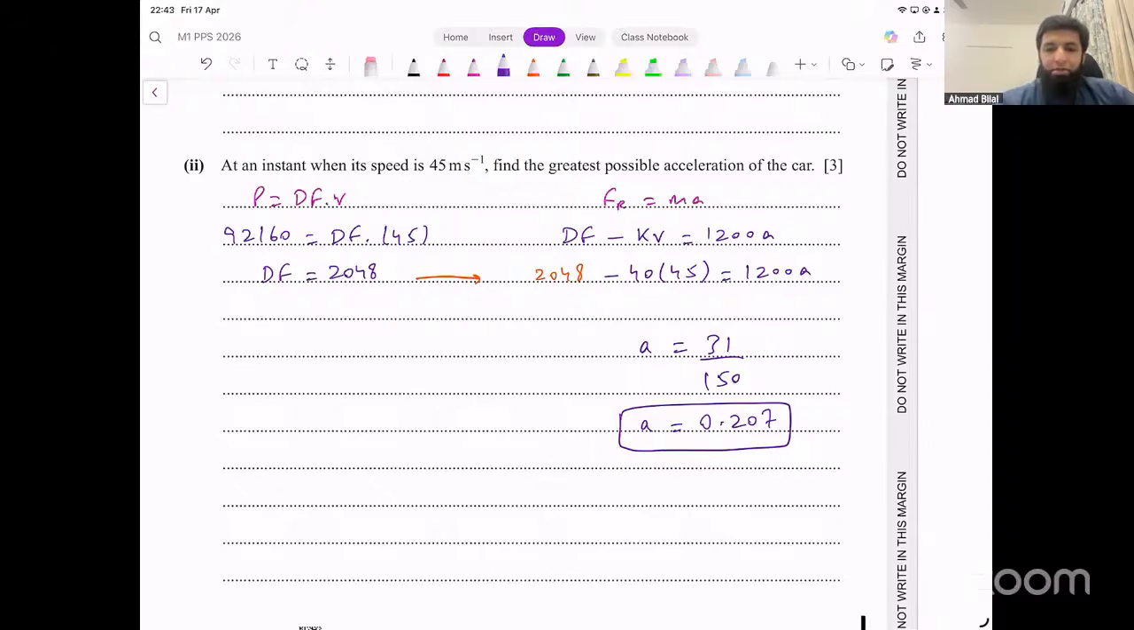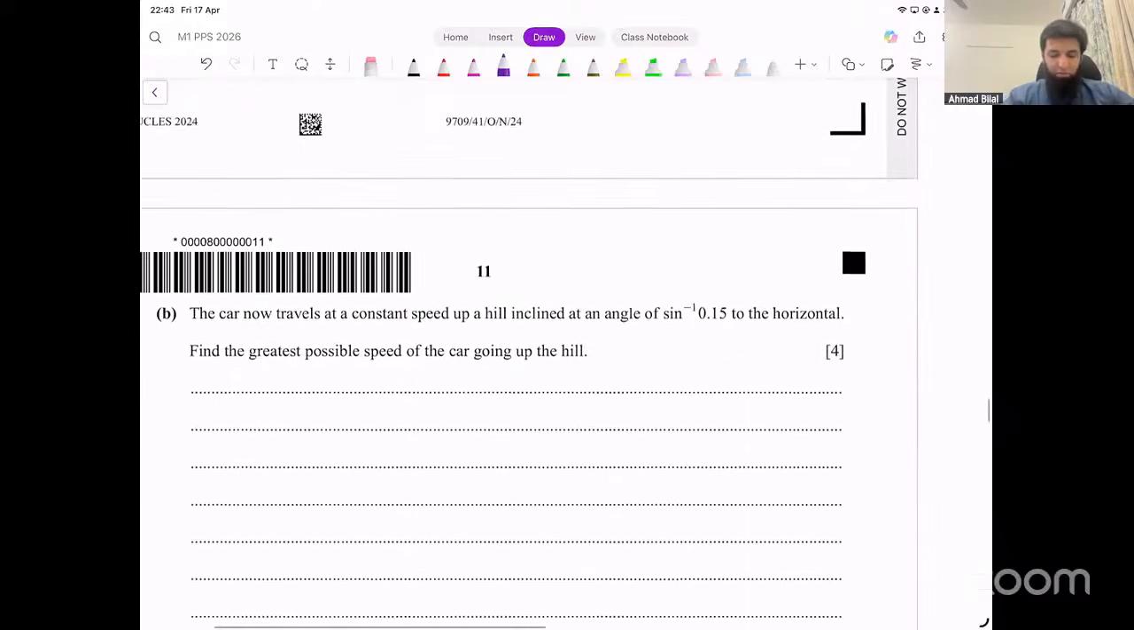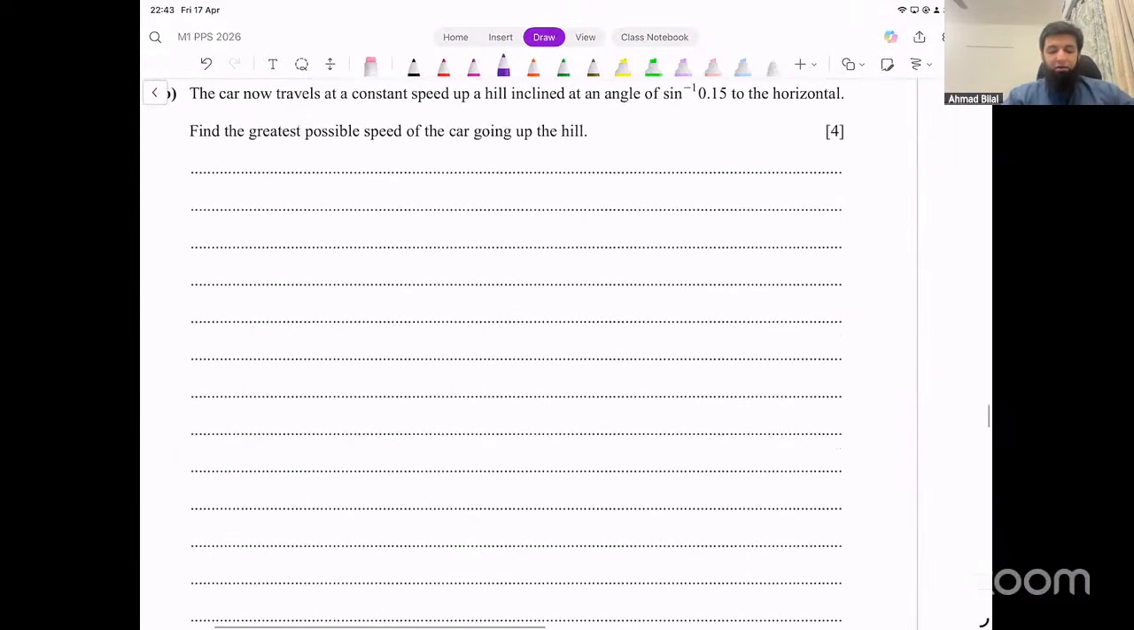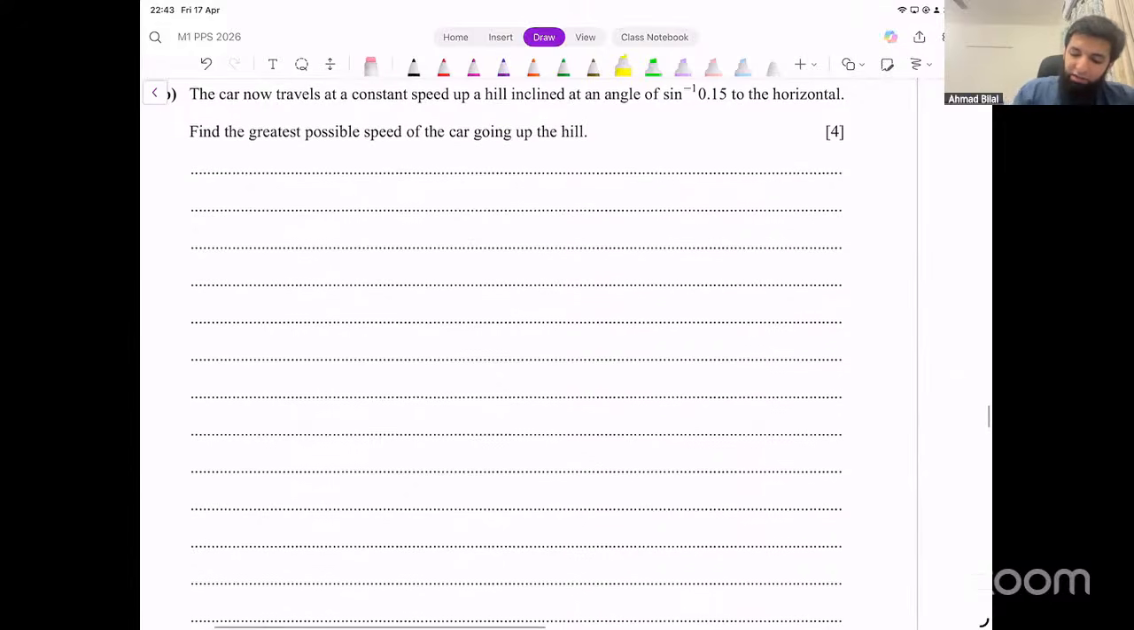All right, no problem. Let's do the last one now. No, there's another part of this. The car now travels at a constant speed up a hill. Now this is that case where driving force and resistance are not equal. You can say forward forces and backward forces are going to be equal to each other, which would also include the weight component. The surface is now inclined at an angle of sine inverse of 0.15. Find the greatest possible speed of the car going up the hill.